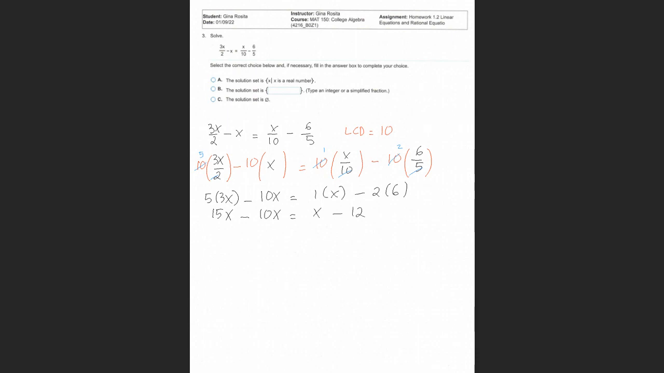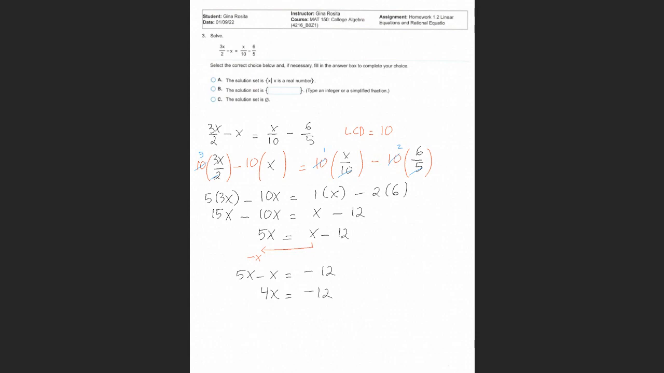Now, like terms again. 15x minus 10x, the answer is 5x equals x minus 12. Variable with variable: move x to the left side, becomes minus x, change sign. So 5x minus x equals negative 12. 5x minus 1x, the answer is 4x equals negative 12.